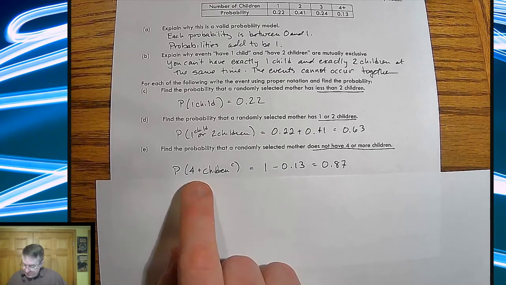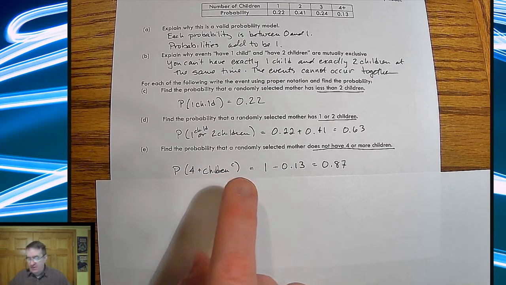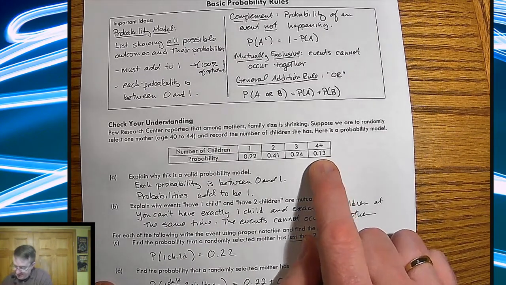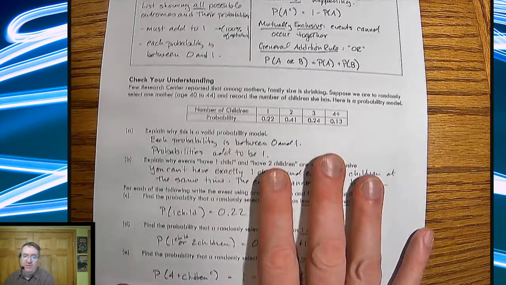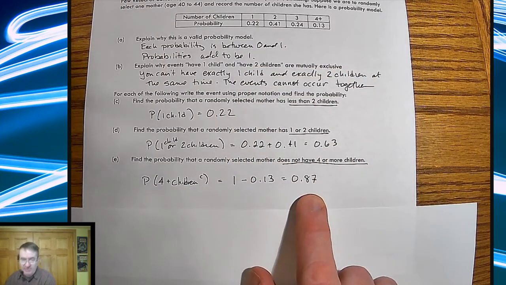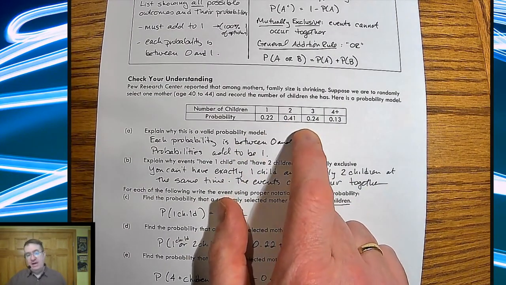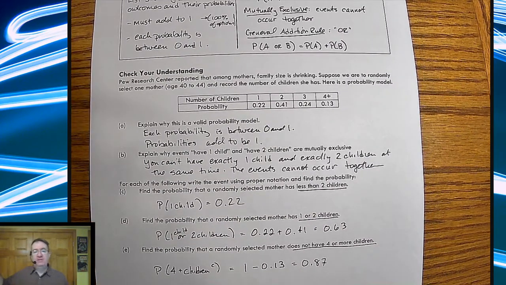And then find the probability that the randomly selected mother does not have 4 or more children. We're asking about the complement of 4 plus children. So that's going to be 1 minus whatever this is. For example, I'm asking, what's the probability that you're not in this group? If 13% is in this group, everybody else has to be in the other group. So we get 87%. Could you, in a pinch, have added those 3 numbers together? Yes. However, there are going to be times that there are so many different separate probabilities that the complement is going to be your best way to go.